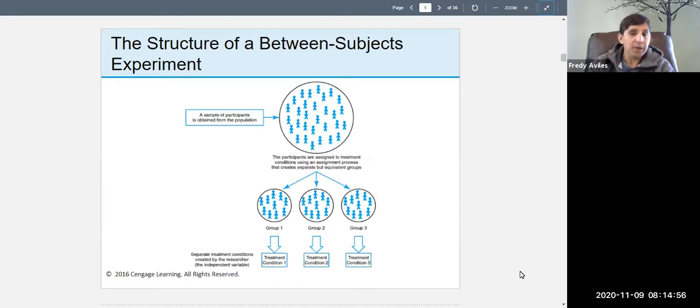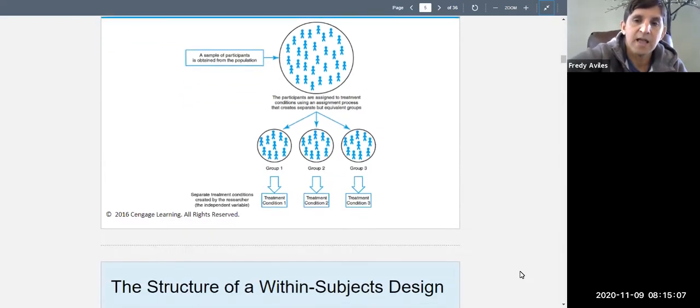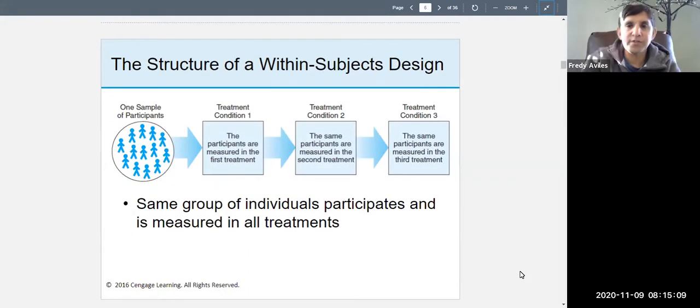Okay? And then you can compare those groups. That's a between subjects experiment or between subjects design. This is usually what we think of when we talk about experiments. Now, it's different for a within subjects design.